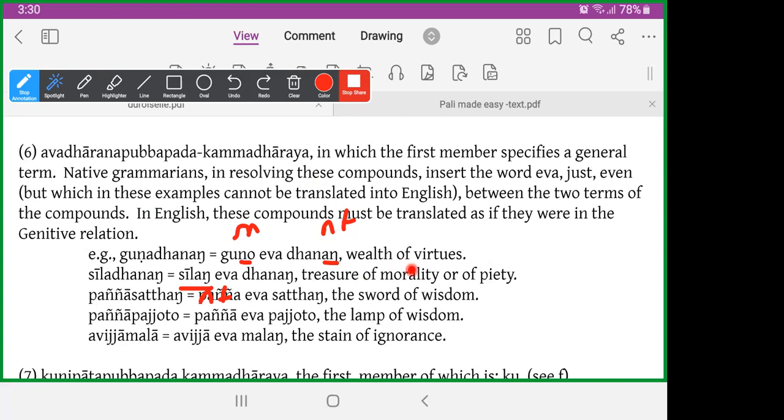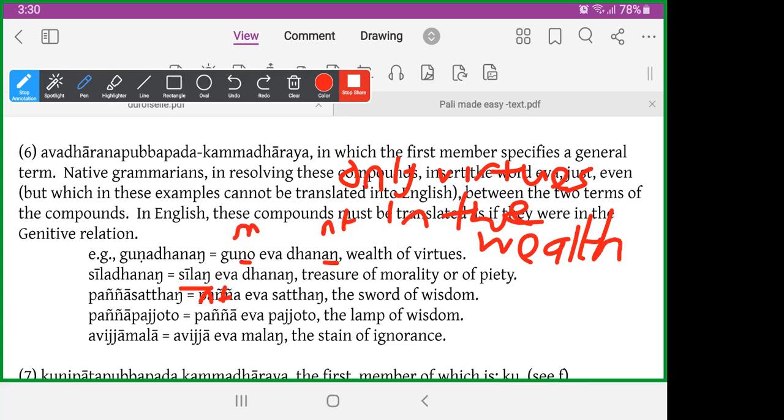So it's translated as wealth of virtues. The meaning is that only your guna, your virtues, your good qualities, are the wealth. All right, only your good qualities are really your wealth. So we can translate another way: only virtues are the wealth. This meaning is easier to understand. Only your good qualities, your guno, your virtues are really the wealth. It's not the physical wealth. So this ewa has the meaning of emphasis. It's not the physical wealth, but only your good qualities are really the wealth. So we can use the word only, or just, or even.